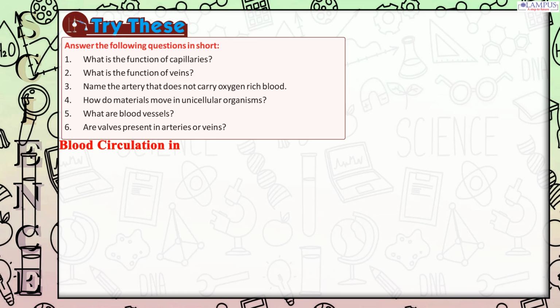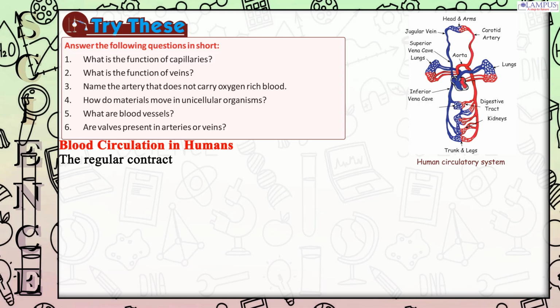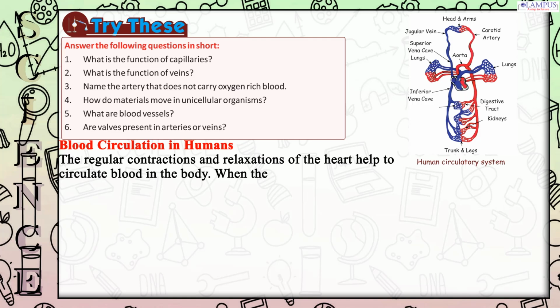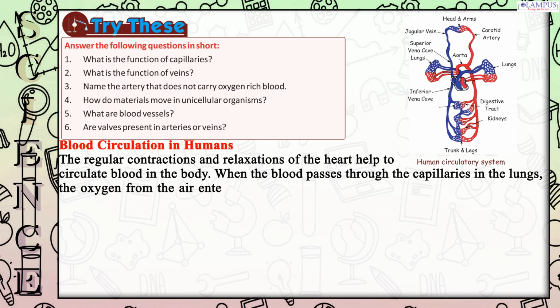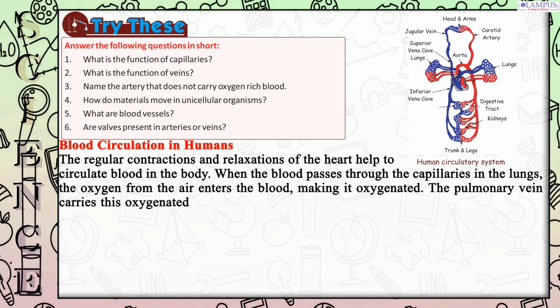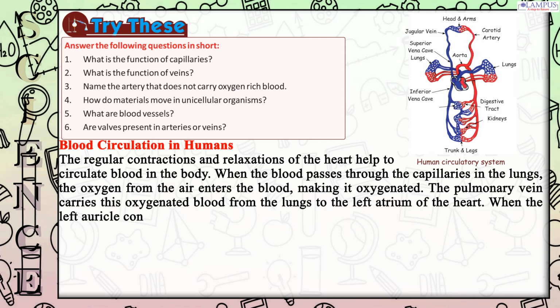Blood circulation in humans. Circulate blood in the body. When the blood passes through the capillaries in the lungs, the oxygen from the air enters the blood, making it oxygenated. The pulmonary vein carries this oxygenated blood from the lungs to the left atrium of the heart. When the left auricle contracts, the oxygenated blood goes into the left ventricle.